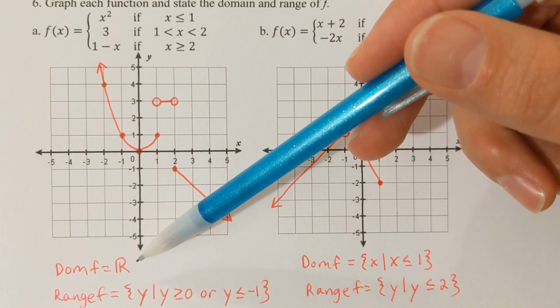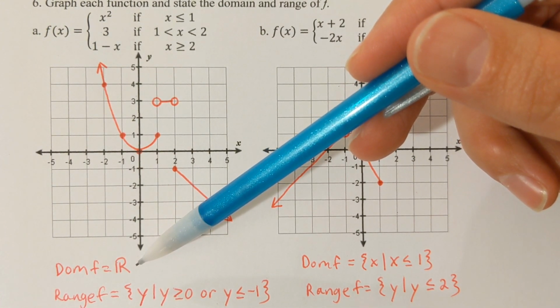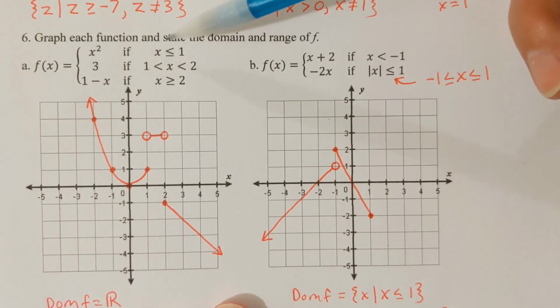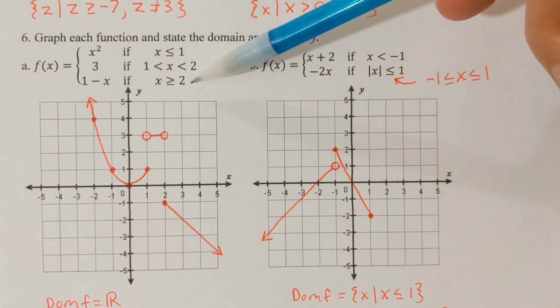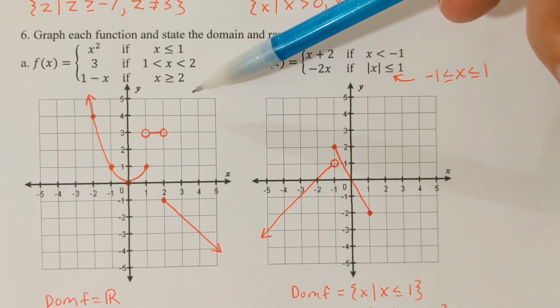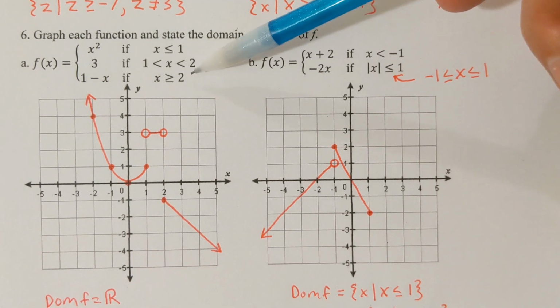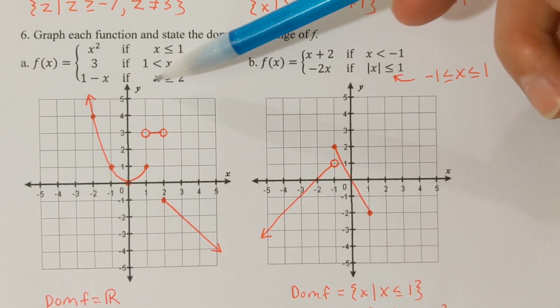Now, a graph is nice, but we really didn't need a graph to get the domain. We could have very easily got that from our conditions on x, right, how this is defined. x is less than or equal to 1 in piece 1, x is between 1 and 2 in piece 2, and then x is 2 or more in piece 3.